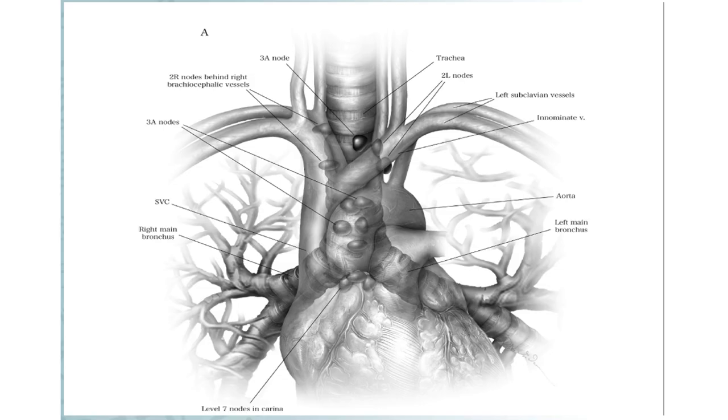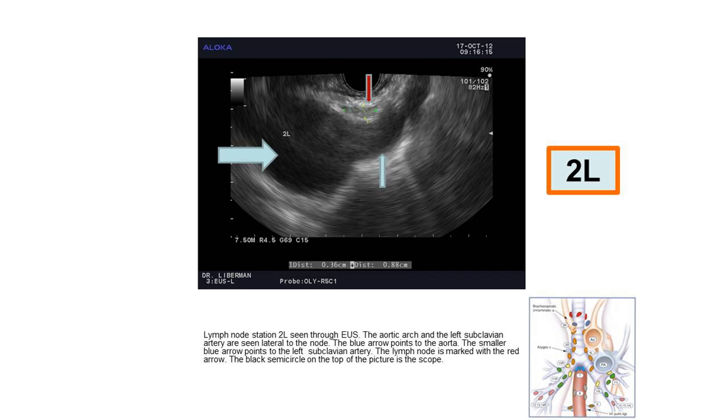That's really important, as you said, because of the staging requirements. So maybe go through some more slides and give us some more information so that the viewers can see which stations you're targeting. Yeah. So this is a diagram which basically shows you station 2R and 2L. So 2R above the innominate vein and 2L above the aortic arch. So here in this diagram, you can see aortic arch, and above it is 2L as seen from the esophagus here.